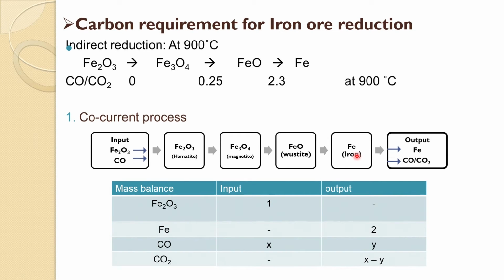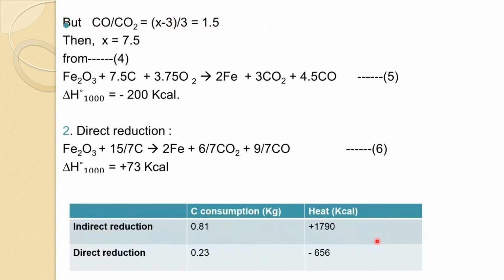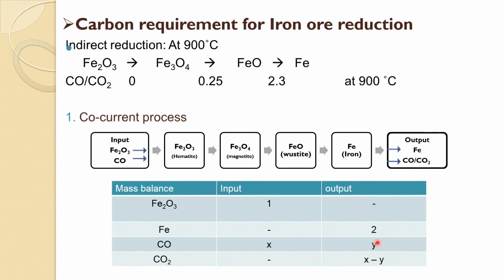So, now if we do a sort of a mass balance on a per mole basis, from let us say Fe2O3 to Fe3O4, 1 mole of hematite and x mole of CO is reacting, giving 2 mole of iron and, of course, you can see from one of the reactions which we had before, y mole of CO and x minus y mole of CO2. So, that is a normal mass balance, you can do it.